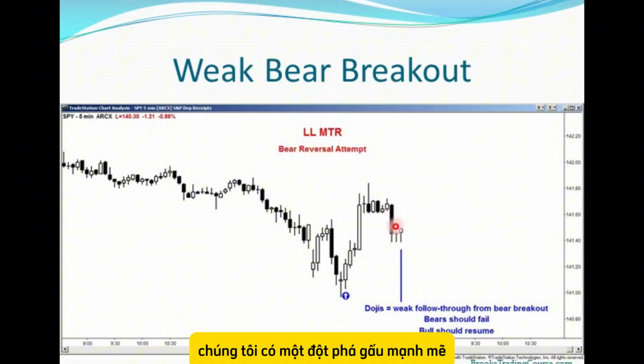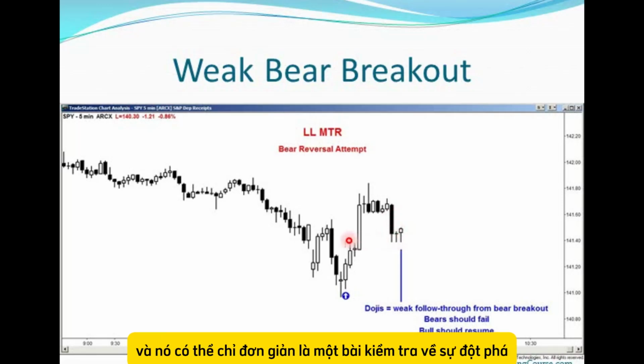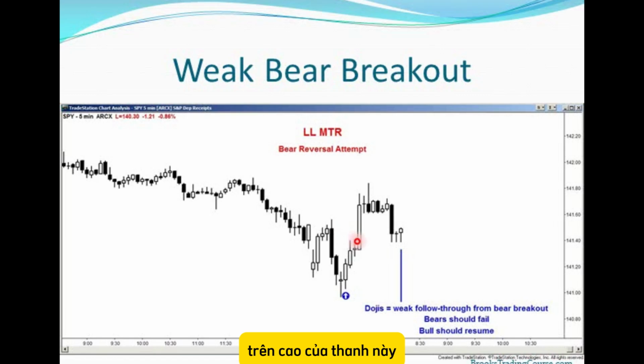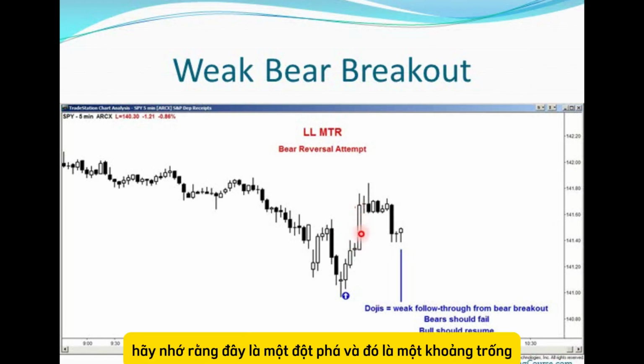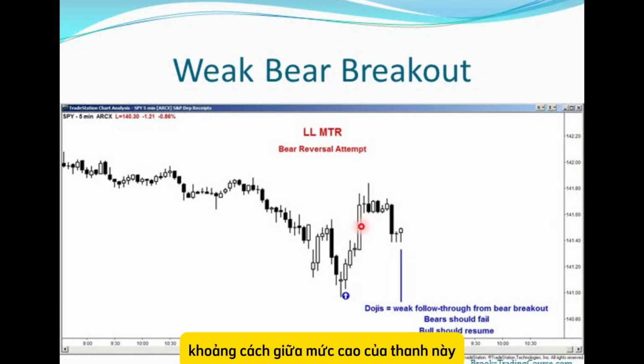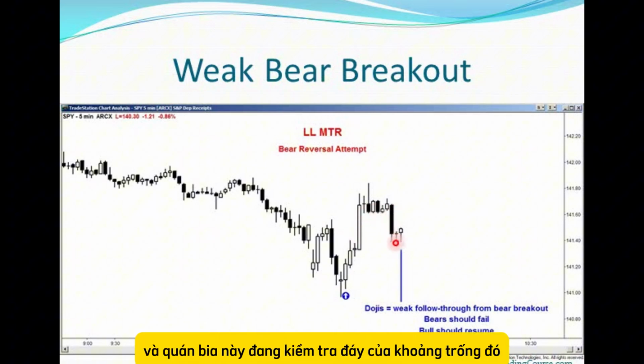We have a strong bear breakout, but look at the follow through. The follow through bar is a doji bar and not another strong bear bar. So this may be a failed bear breakout, and it might simply be a test of the breakout above the high of this bar. Remember, this is a breakout and it's a gap. The gap is between the high of this bar and the lows of these bars, and this bear bar is testing the bottom of that gap.